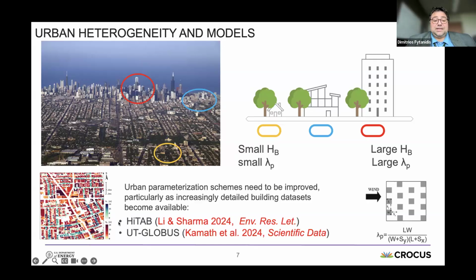For example, for the city of Chicago, we have the heights of trees and buildings dataset developed by colleagues in DPI, and the UT Globus dataset that was developed by our friends at the University of Texas. Basically, HiTab focuses on Chicago. UT Global has data for several cities in the United States and globally. So all this new data requires us to rethink how we parameterize urban canyons and urban canopies.